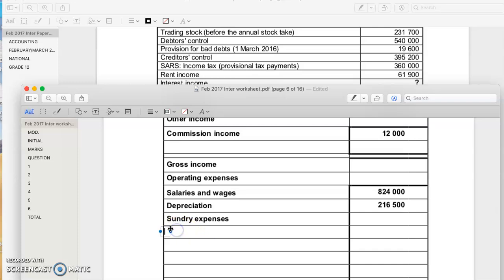So we're going to go to our operating expenses. We're going to write trading stock deficit because we know it's a deficit now. We thought we had 231,700, but we actually had 207,500, and that means that our deficit is 24,200.